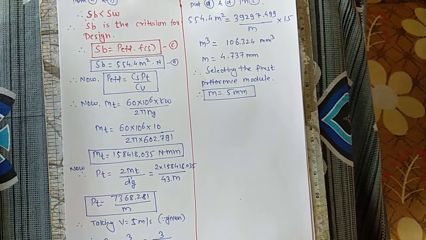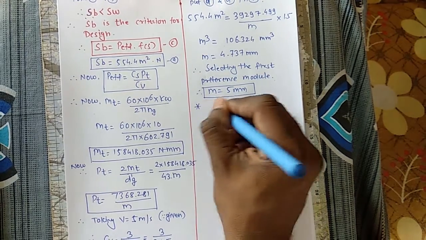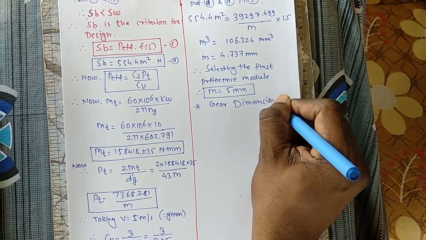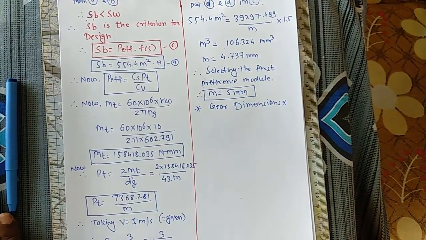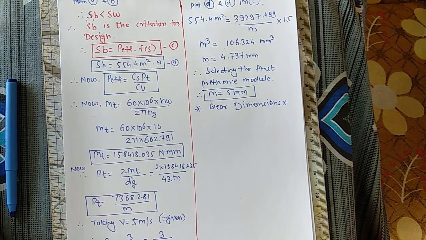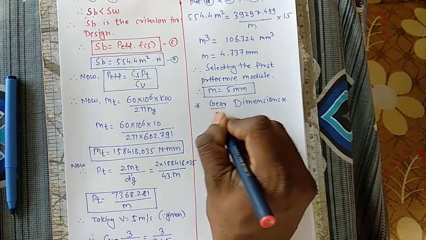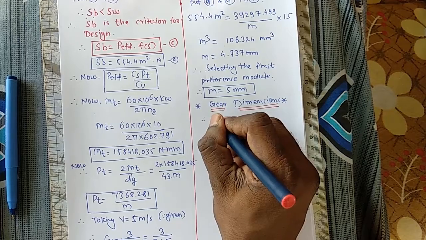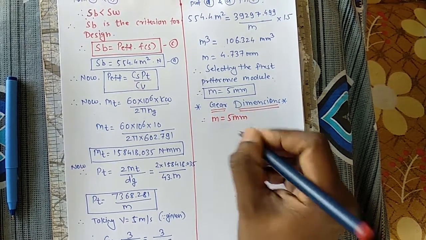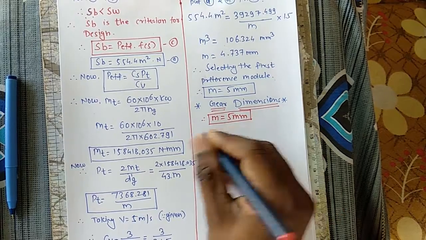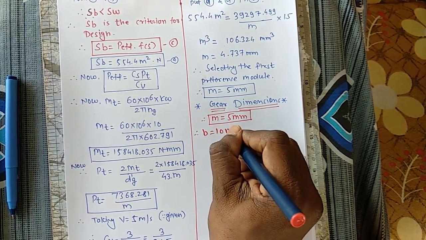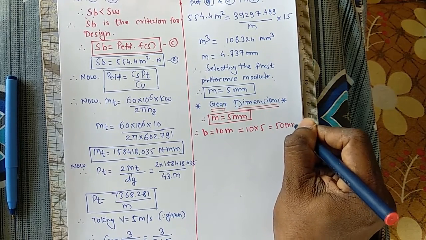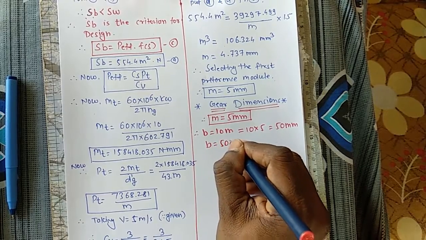As we have calculated the value of module, we will find out the gear dimensions, because we have to design the gear, which means we have to find all the other dimensions of the gear. First we start with module equal to 5 mm, and now the face width, which is equal to 10 times module, that is 10 into 5, equal to 50 mm. So B is equal to 50 mm.